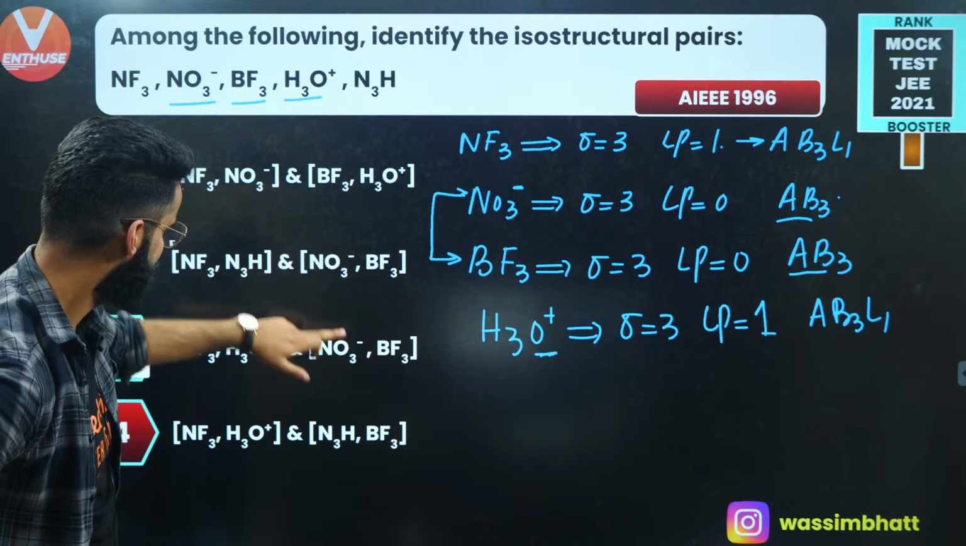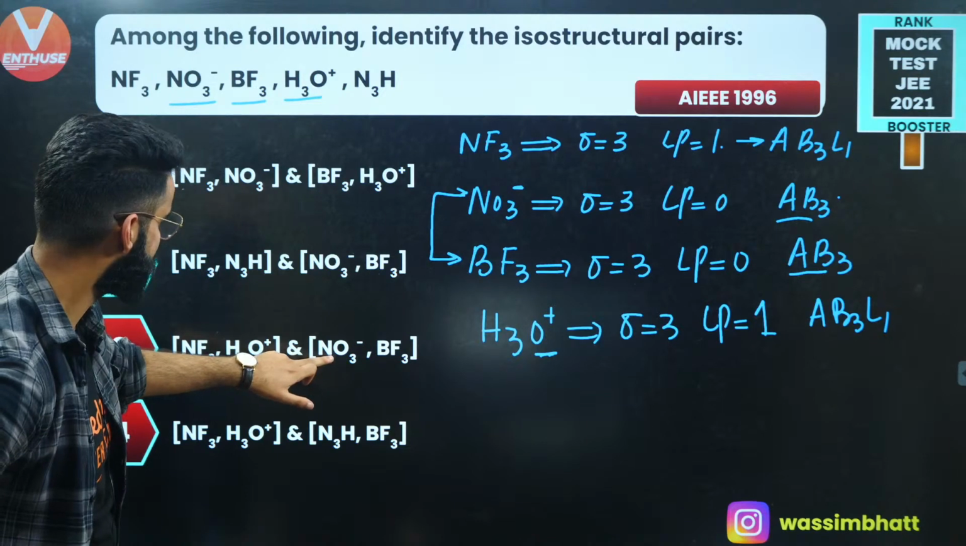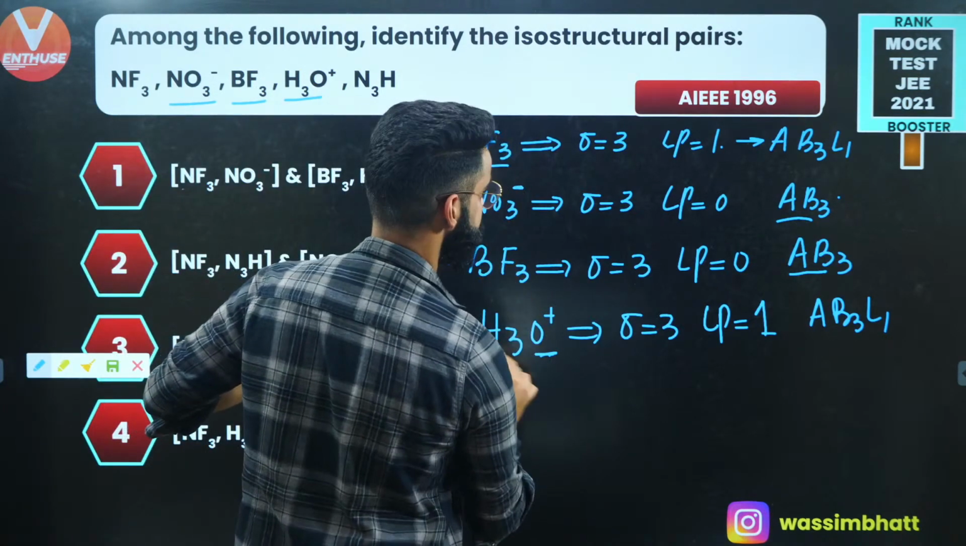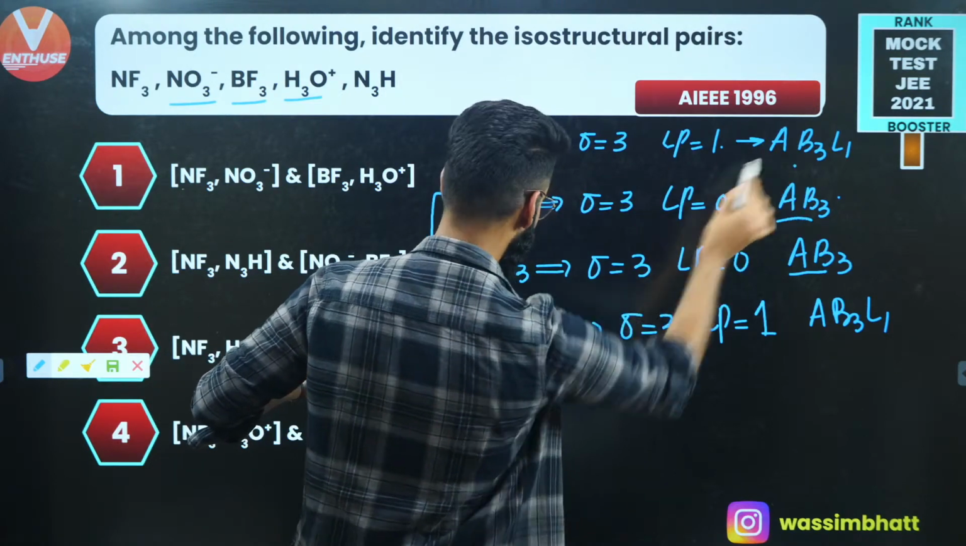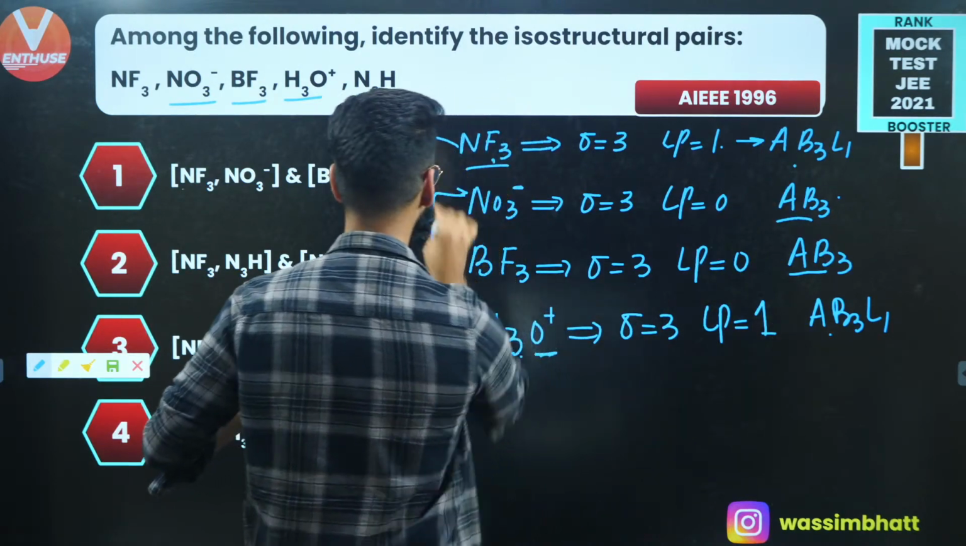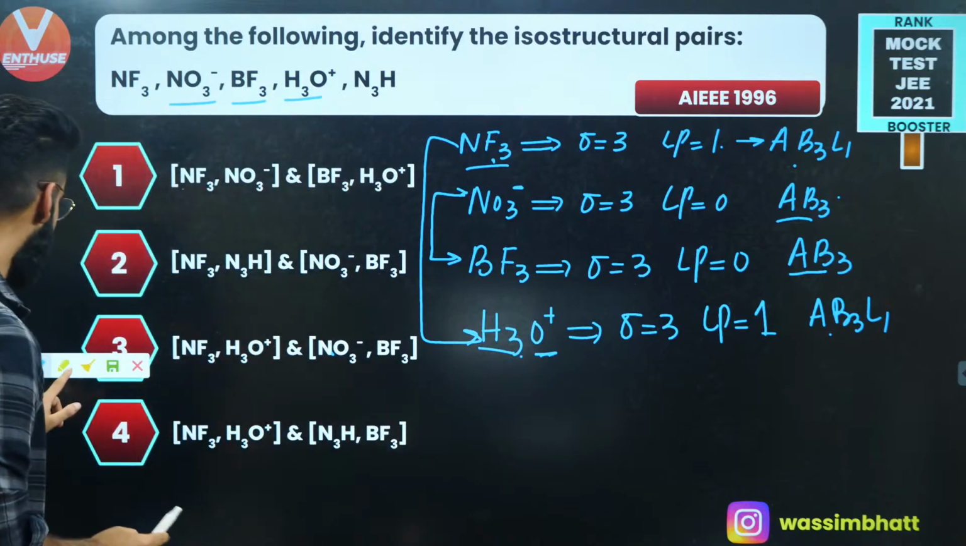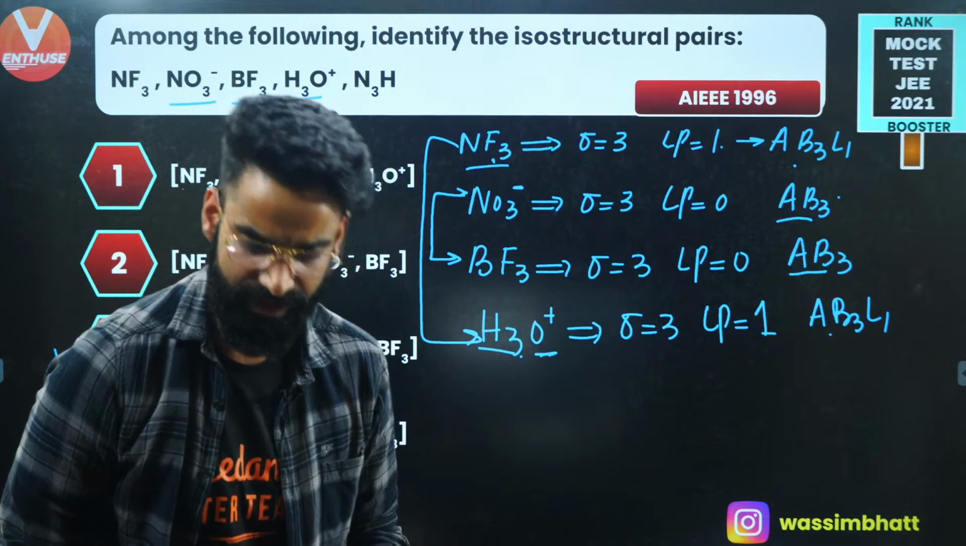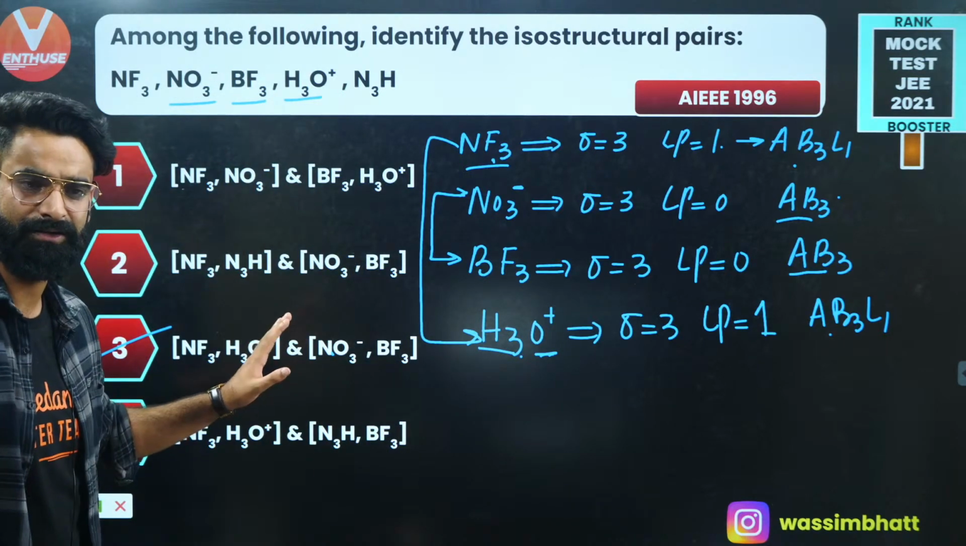Is there any other case? Okay, and what about NF3 and H3O positive? NF3 is AB3L1, H3O positive is AB3L1. These are again going to be isostructural. So directly, I should say option C is the one which is going to be correct, right? No need to check the rest.